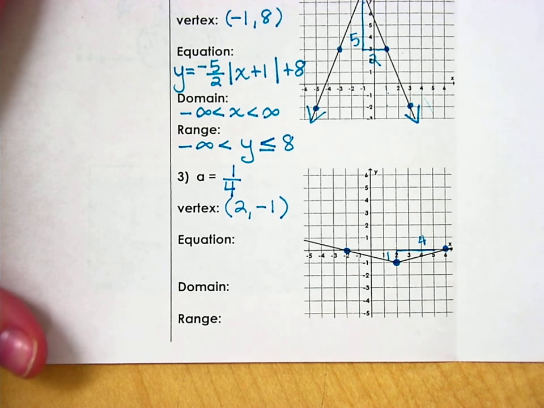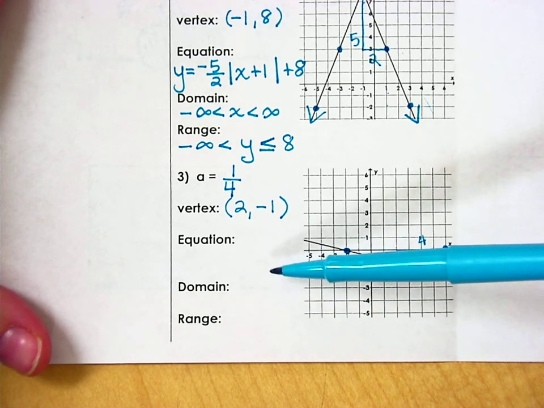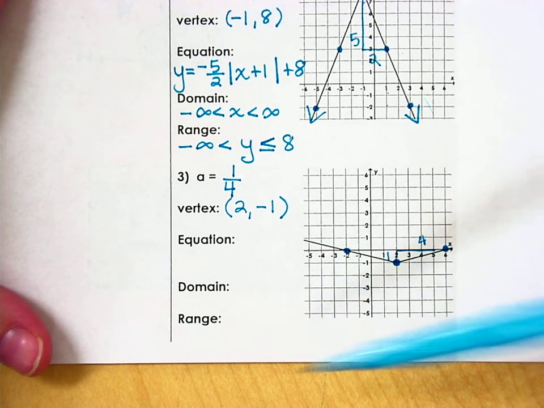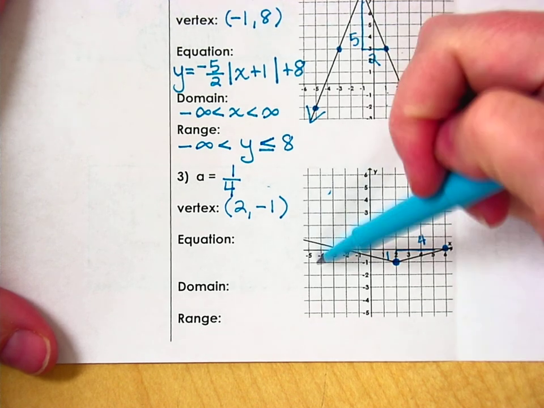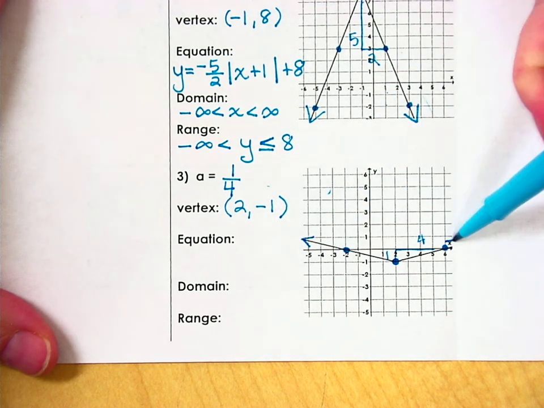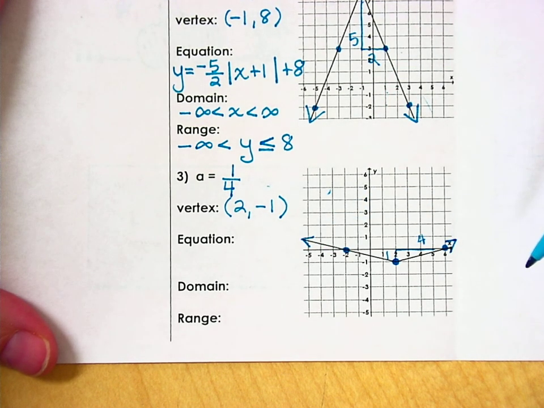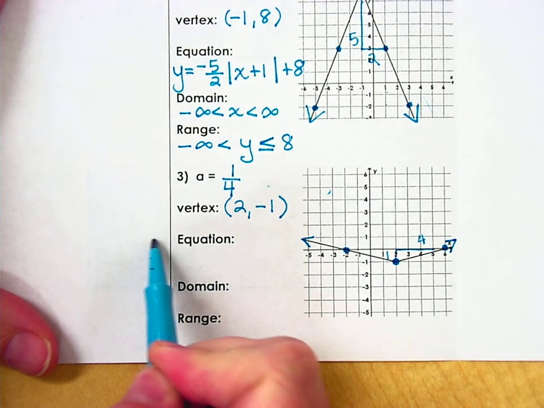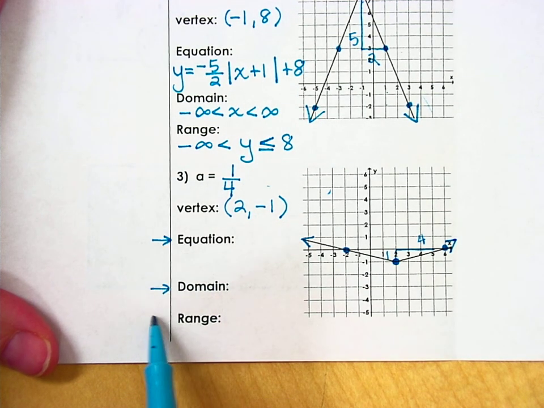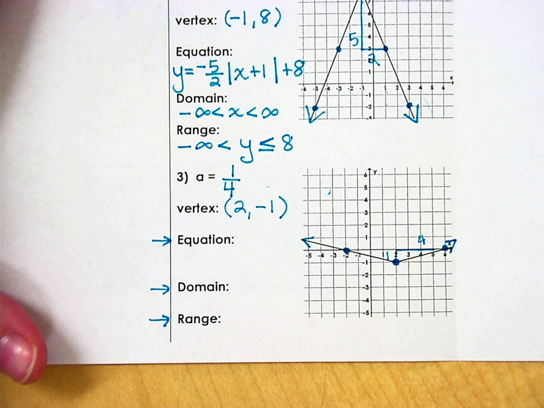What I'd like you to do now is to go ahead and take that information and write the equation, and then identify the domain and range for this function, remembering that it does go on forever. And be ready to show your teacher the answers to the equation, the domain, and the range. That will be your credit for your homework tonight.